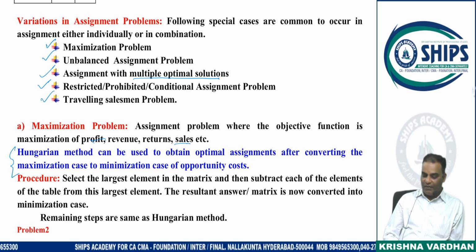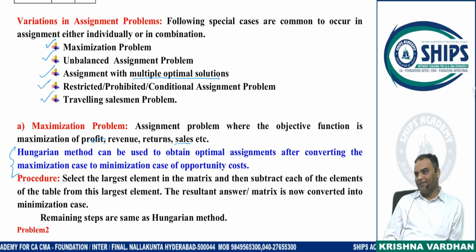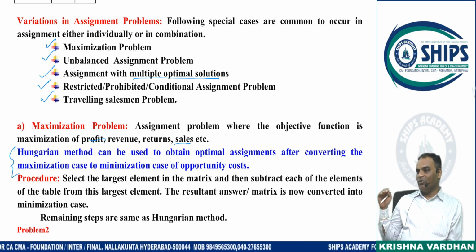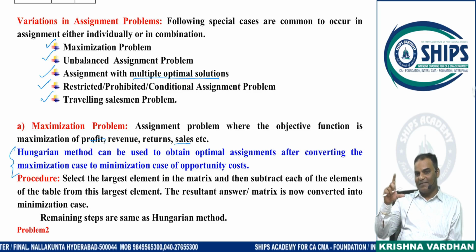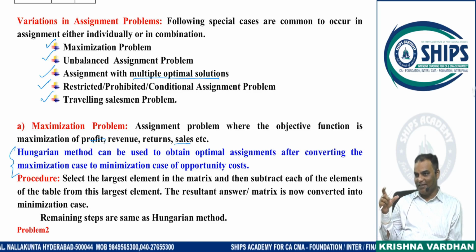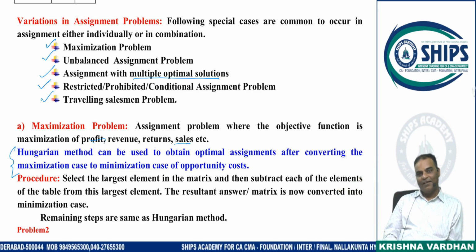Procedure also. See, Hungarian method can be used to obtain assignment after converting the maximization case to minimization case. In the sense, before you do row minima, column minima and all, what is the first requisite, students? The matrix which is in maximization case, first of all you need to convert that into minimization case. How do you convert? There's a procedure for it.